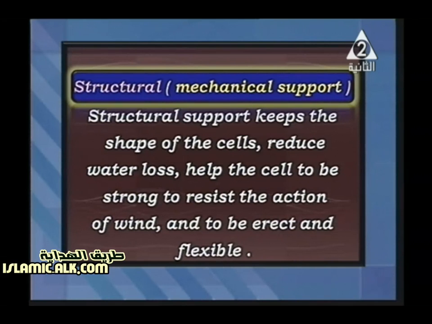And structural support is also very important for the cell. To what? To reduce water loss, to help the cell be strong, to resist the action of the wind, and also to be erect and flexible. I mean, it doesn't break easily, okay? This is the meaning of flexible and erect.